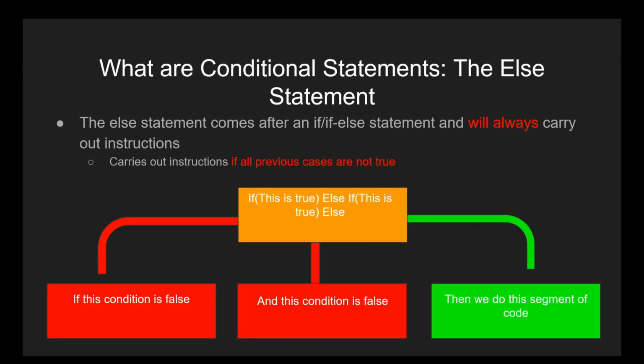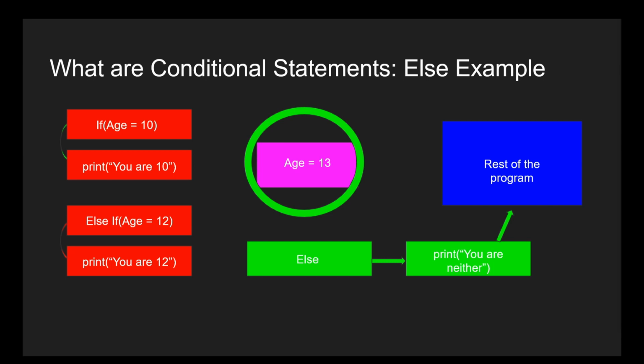The else statement once again comes after an if or an else-if statement and will carry out its instructions no matter what, as long as the preceding statement or statements are evaluated as false. If we went back to our previous program, we could add an else statement which would only have the code in its bracket run if the age variable wasn't 10 or 12. This would catch all cases of the program that didn't fit our parameters. It's good practice to always have an else statement at the end of your conditional statements to catch any weird cases that may come up in your program.